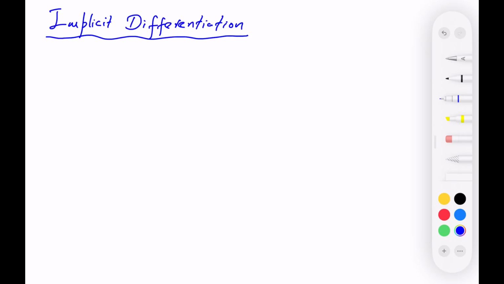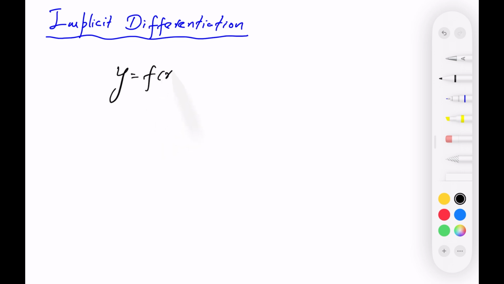This video discusses implicit differentiation. Under implicit differentiation, you will see equations written using both x and y terms, and we are going to find dy by dx. So far, almost all the equations that we saw have been written as y equals f of x.